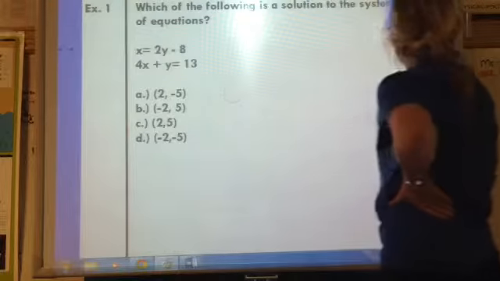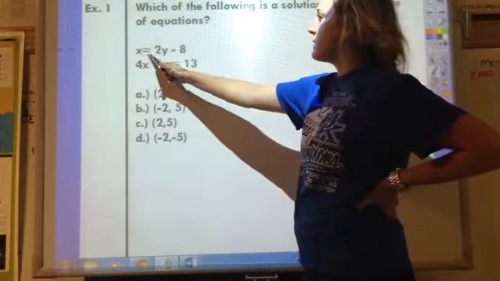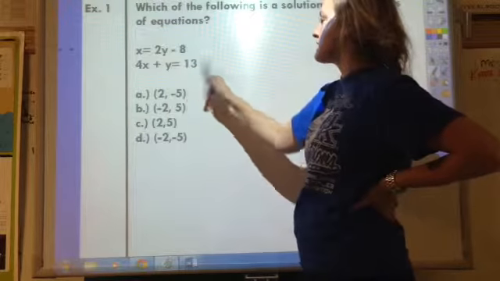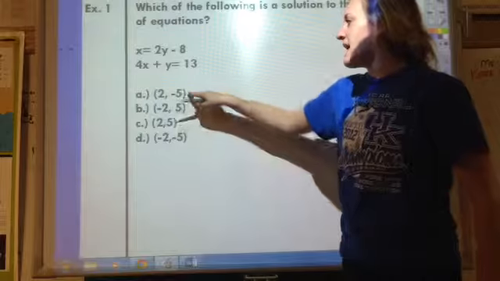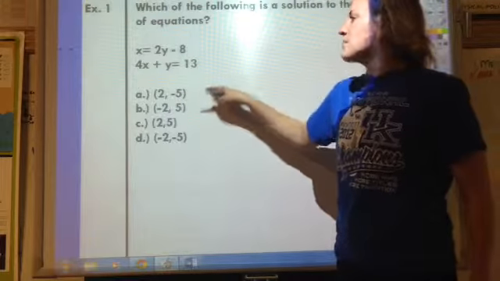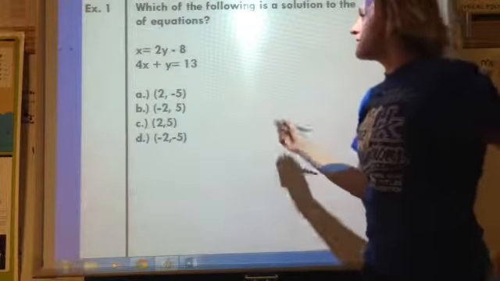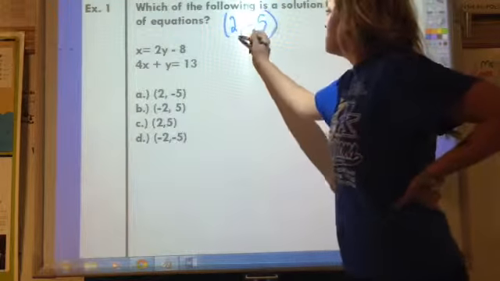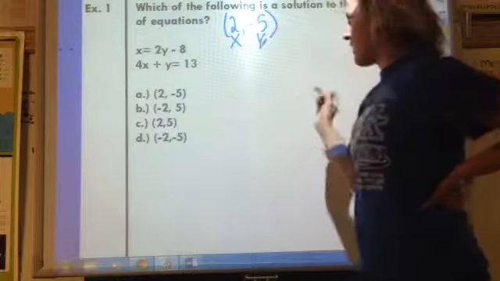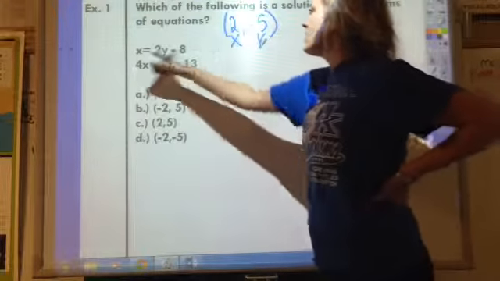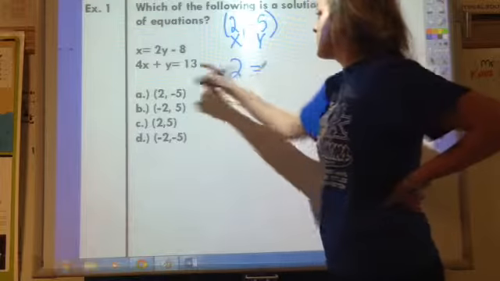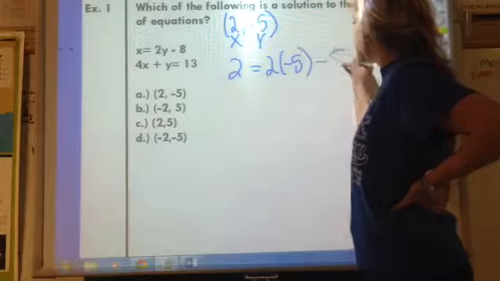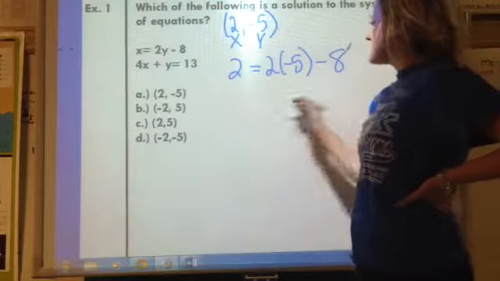Go ahead on your notes page and write our first equation, which is x equals 2y minus 8, and our second equation is 4x plus y equals 13. Now again, all I'm doing is taking these solutions and plugging them in for x and y. So let's do the first one. My first answer choice is 2, negative 5. 2 is my x value, negative 5 is my y value. So I'm going to plug in 2 for x in my first equation, and then plug in negative 5 for y. Now all I have to do is simplify this down.